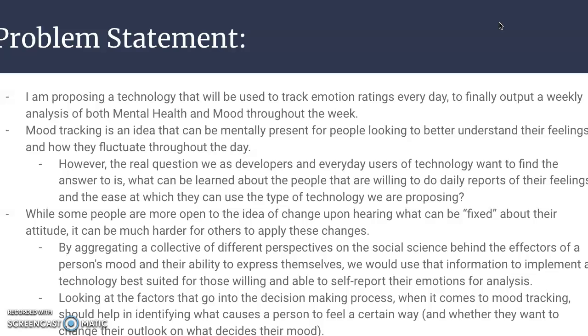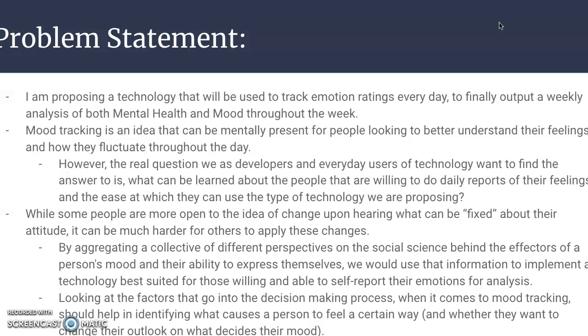However, the real question we as developers, or I am trying to answer, is as everyday users of technology, we want to find what can be learned about the people that are willing to do daily reports of their feelings and the ease at which they can use the type of technology that we are proposing. While some people are more open to the idea of change upon hearing what can be fixed about their attitude, it can be much harder for others to apply these changes.